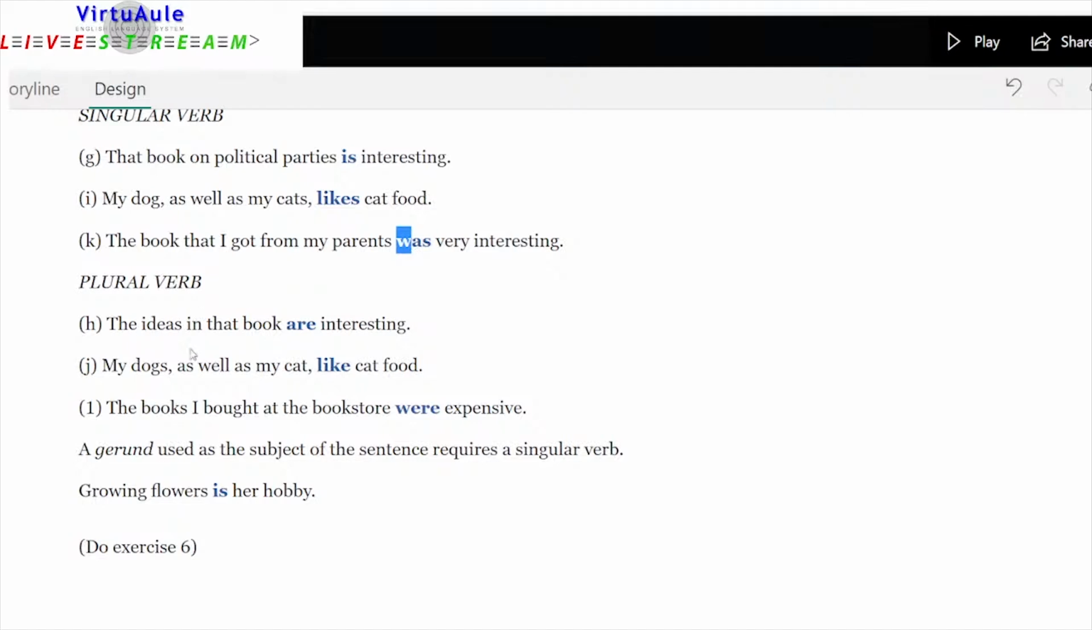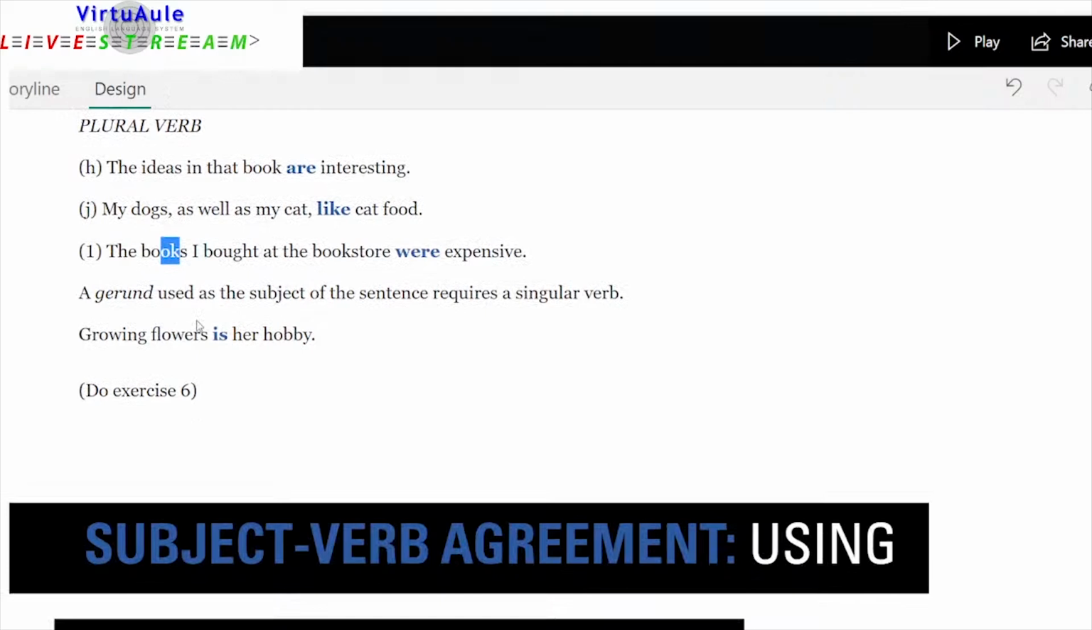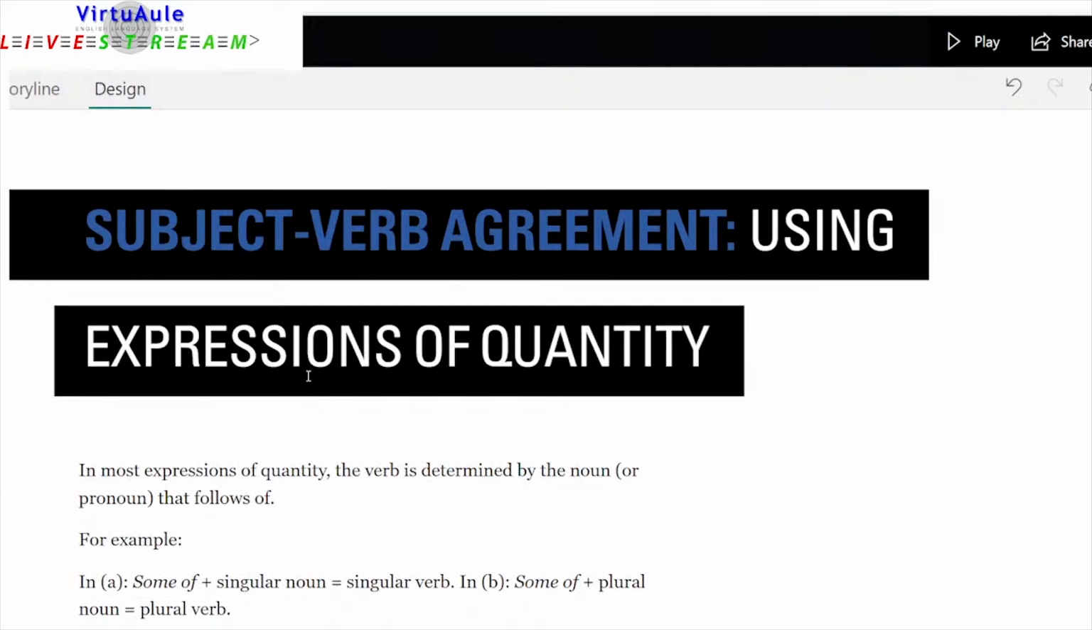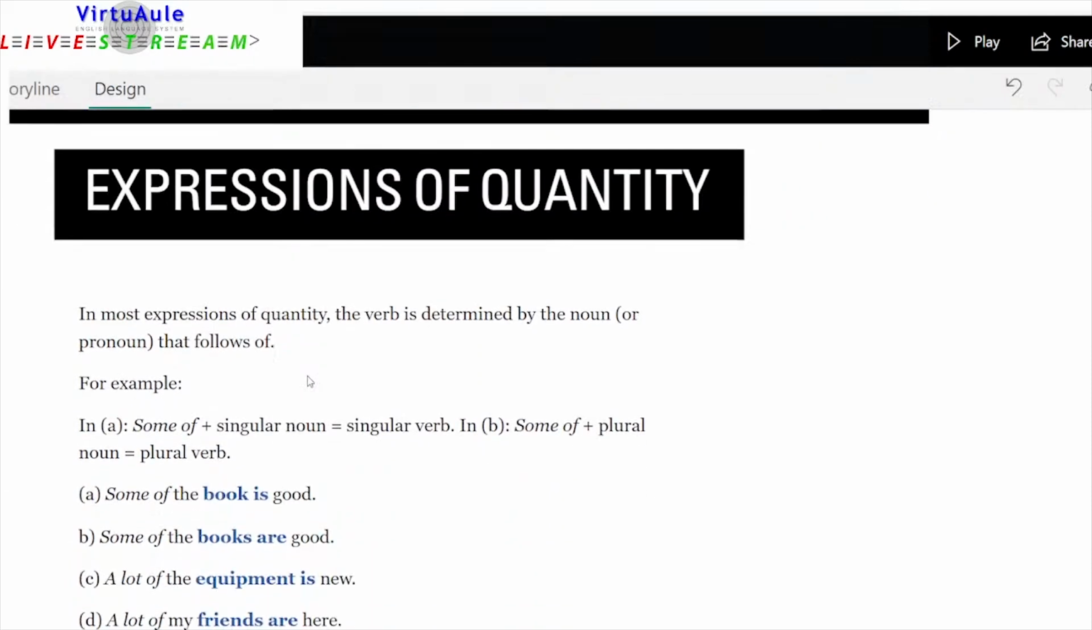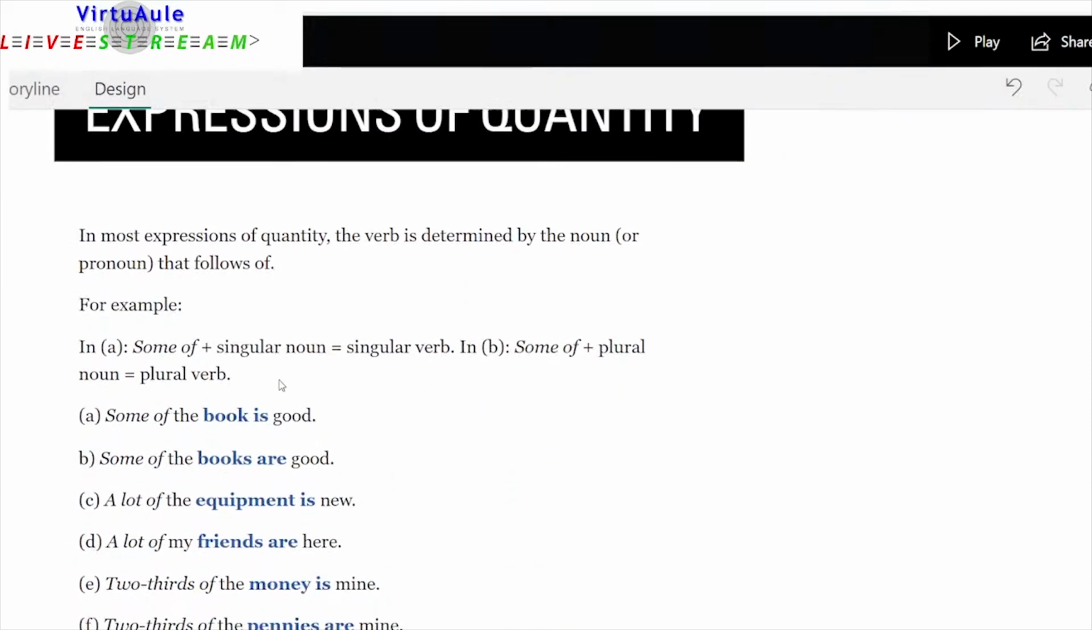The plural verb, the ideas in that book are interesting. Okay, here we have ideas, that's plural, so are. My dogs, as well as my cat, like cat food. My dogs, not my cat. The books I bought at the bookstore were expensive. Books. A gerund used as a subject of the sentence requires a singular verb. Growing flowers is her hobby. Growing flowers is. Okay, let's look a little bit more at the subject-verb agreement using expressions of quantity.